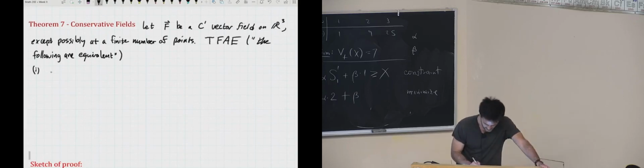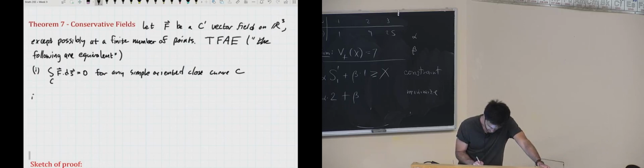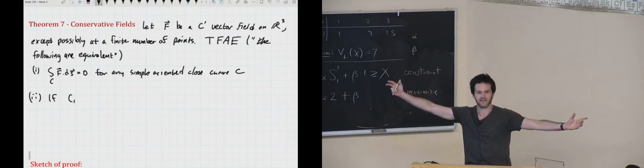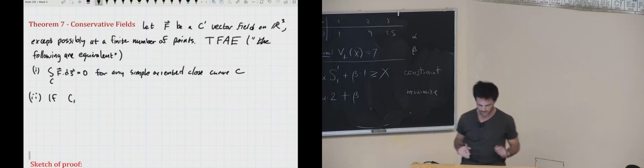So let's see, we have that if you integrate F around any closed curve, you get 0. Or how about this one? If you have 2 paths that start and end at the same place, then it doesn't matter how you get from A to B. The path does not matter.